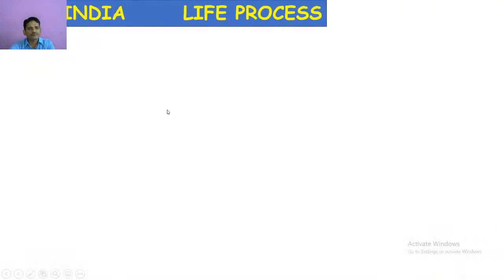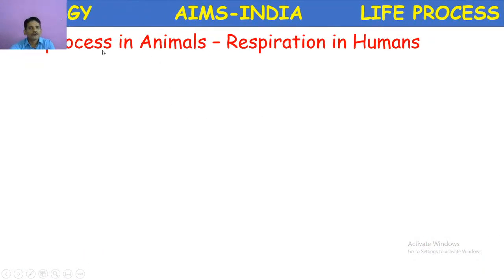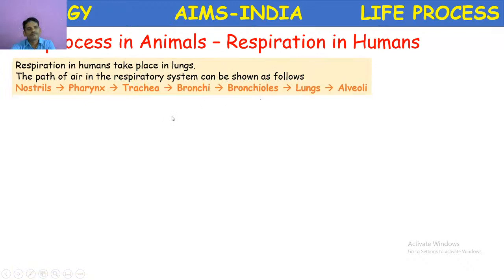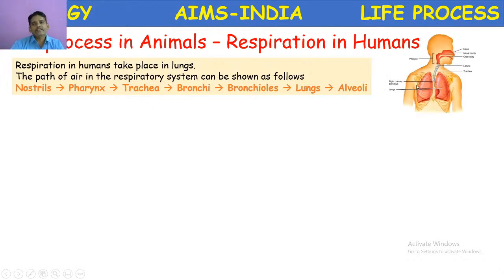Next, the concept of respiration. Respiration in humans takes place in the lungs, called pulmonary respiration. The path of air in the respiratory system can be shown as follows. Here, this is the respiratory system.